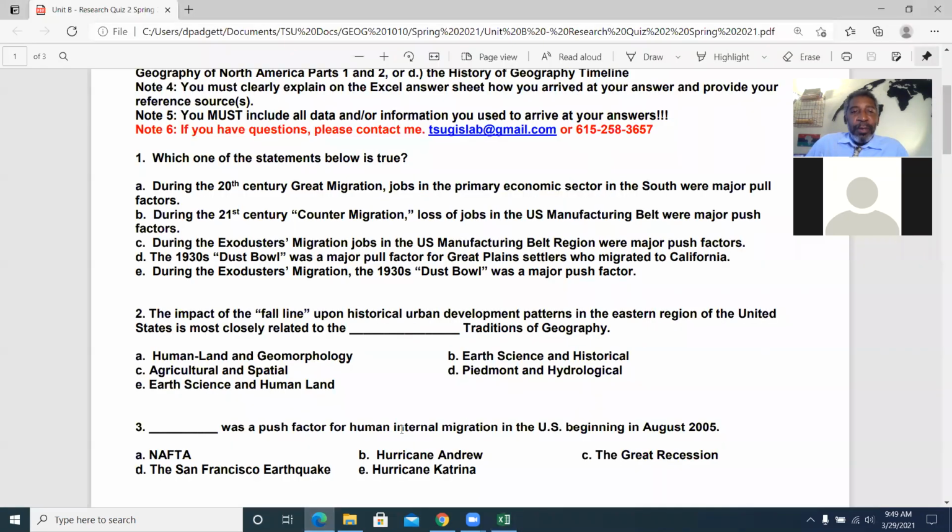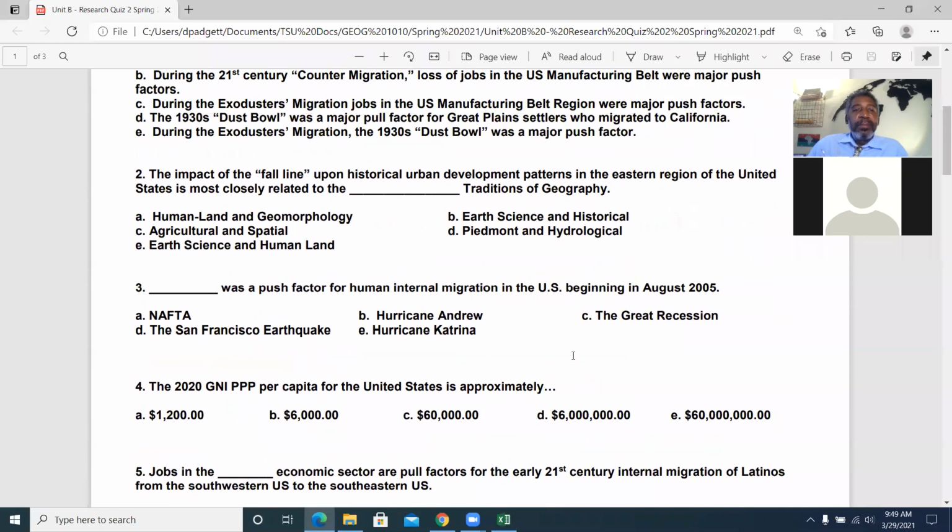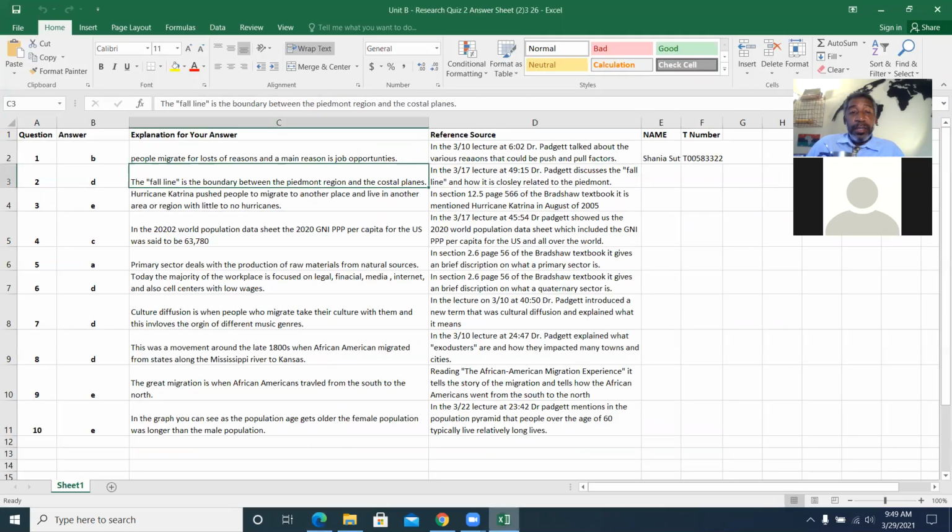I think we have a better result for number 2. So for number 2, Sutton answers the question: the impact of the fall line upon historical development, urban development patterns in the eastern region of the United States, and most closely related to the, let's see what she said. She said D.